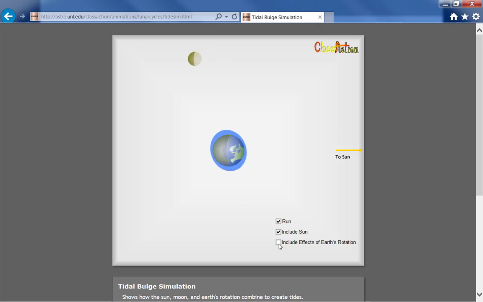So if you include the Earth's rotation, I'm going to let go of the sun for a minute so I can include this more easily. You can see that the line for the high tides no longer lines up perfectly with where the moon is. And that's because the water is getting pushed in front of the Earth as the Earth rotates. If I now put the sun back in, you again get big tides when everything is lined up, and smaller tides when they're perpendicular to each other, if you will.